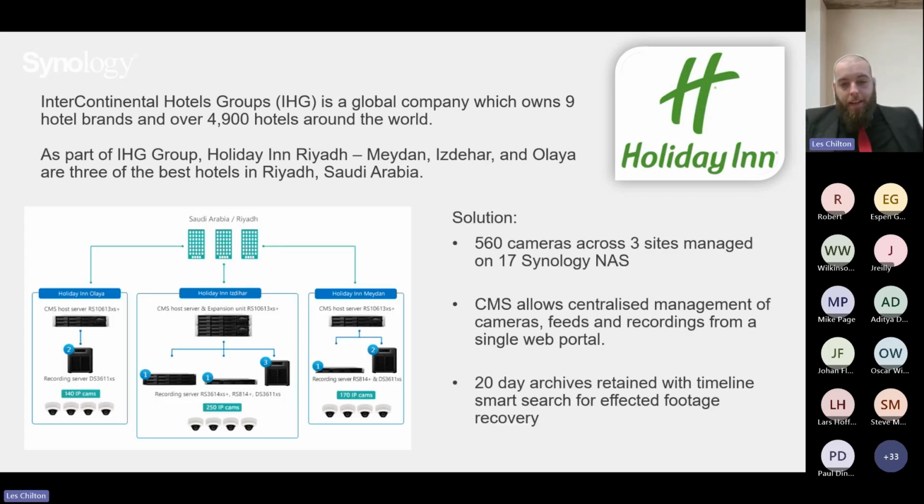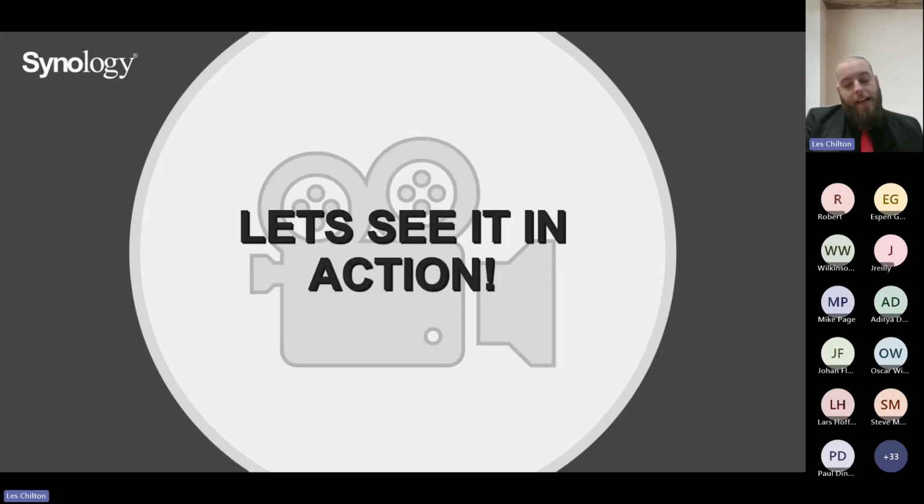What we offered them was a 560 camera solution across the 3 sites, hosted across 17 different devices. So they're able to put devices into the areas around the hotel to make the networking easier for those cameras. And with the CMS, they were able to view the feeds from one central location across the sites, and also to maintain a 20-day archive in the backrooms, which was more secure and more difficult for anybody intruding to get to. But as they say, seeing is believing.